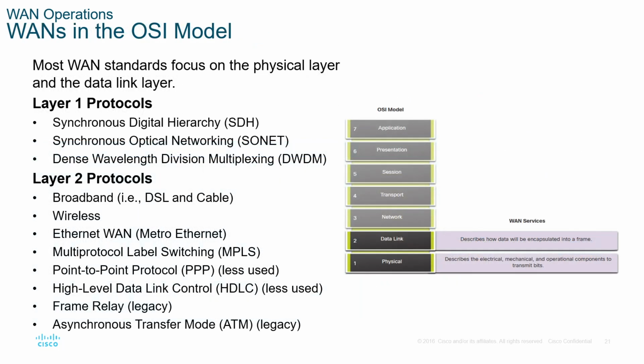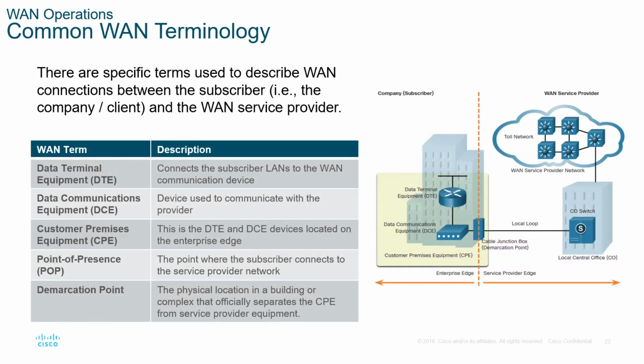And of course, we still have the other ones here. DSL, cable, wireless, all these are standards for connecting us to the wide area networks. And we also used to have ATM, asynchronous transfer mode. I cannot tell you much about this because when I just started studying networking, it died. It became legacy, so I don't even know how it works. There you go. We have the data terminal equipment, DTE, data communications equipment, customer premises equipment, point of presence, and demarcation point. This is how things work.